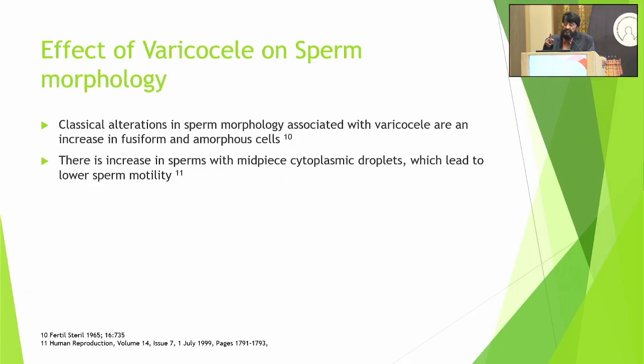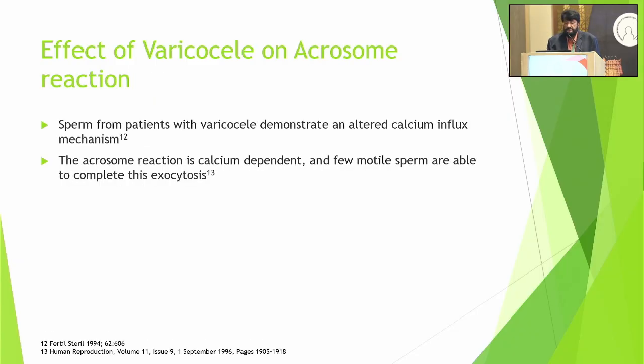So does it affect the sperm morphology? Yes, because it causes an abnormal increase in fusiform and amorphous cells. There is an increase in mid-piece cytoplasmic droplets, which lead to lowered sperm motility. You can see that varicocele leads to an alteration in the morphology and motility of the sperm cells.